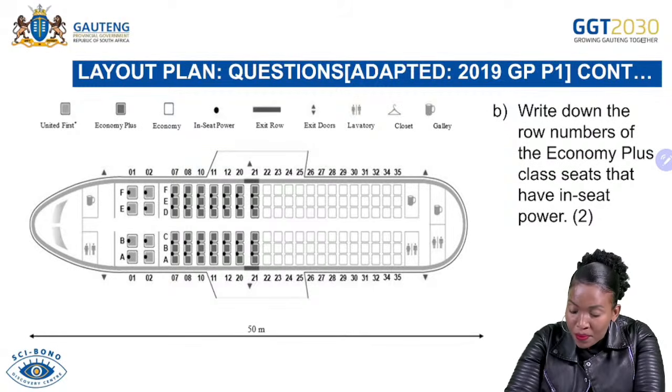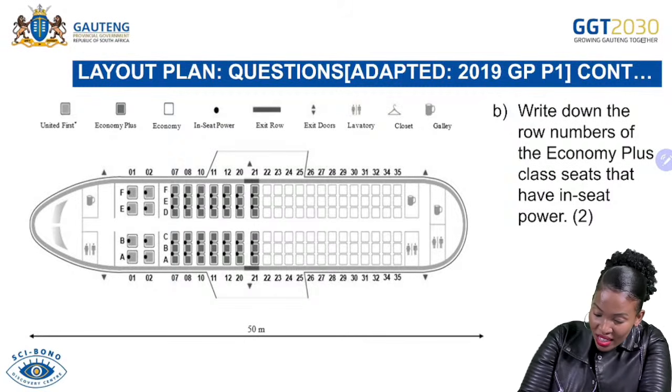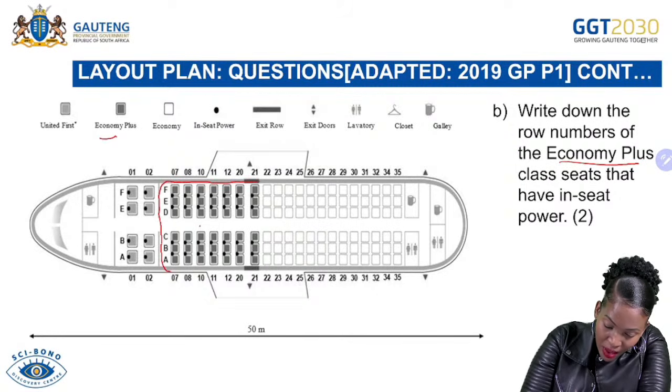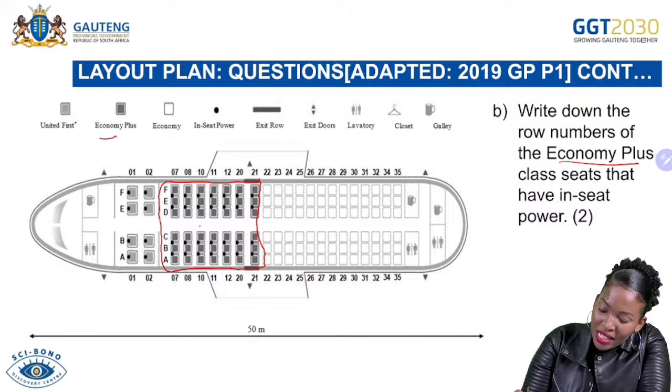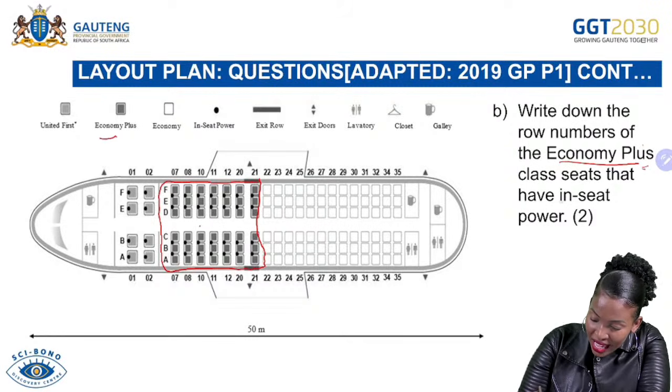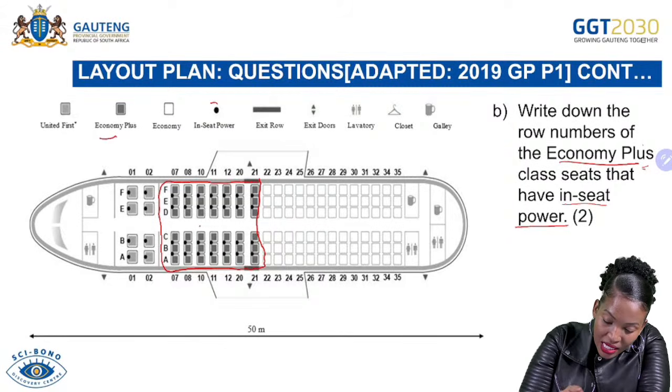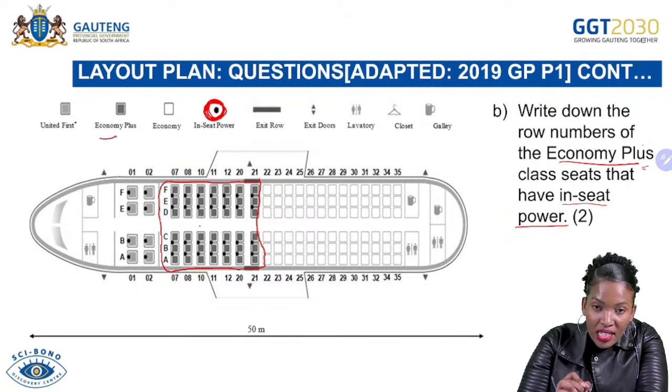And then B, write down the row numbers of the economy class seats that have in-seat power. So looking at this, guys, the economy class is these dark gray seats. It is this area here. This is our economy plus. So we must write down the seats that have in-seat power. And what is the symbol for the in-seat power? It is this black dot here. So when you see this black dot, we must know that it means the in-seat power.